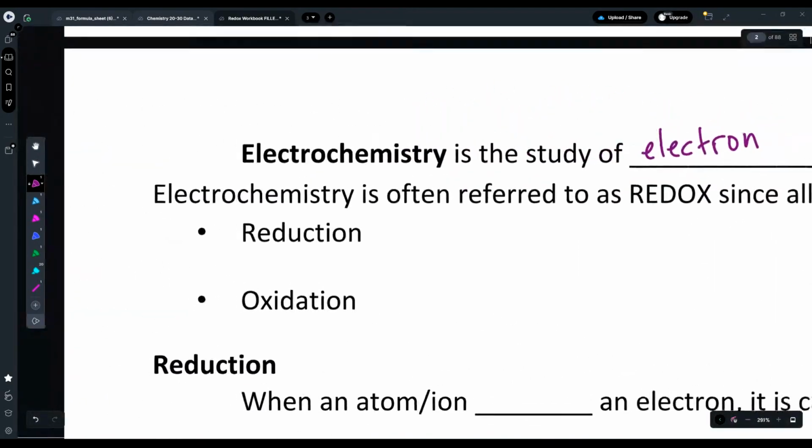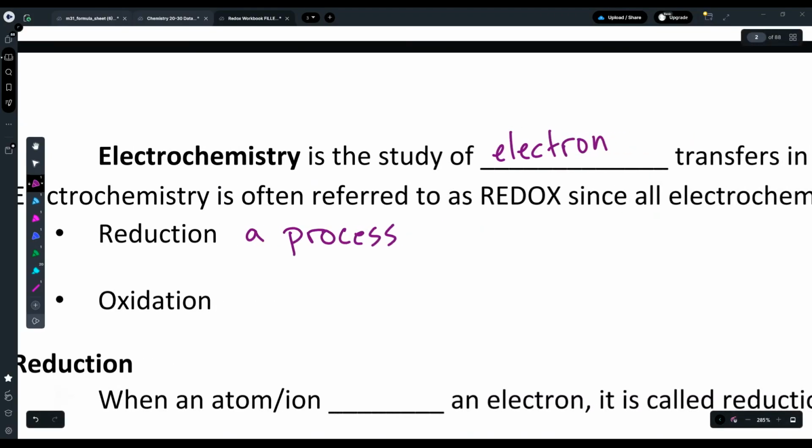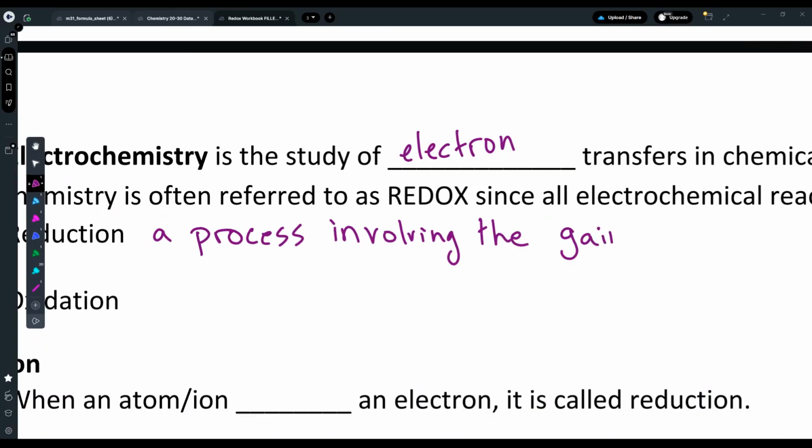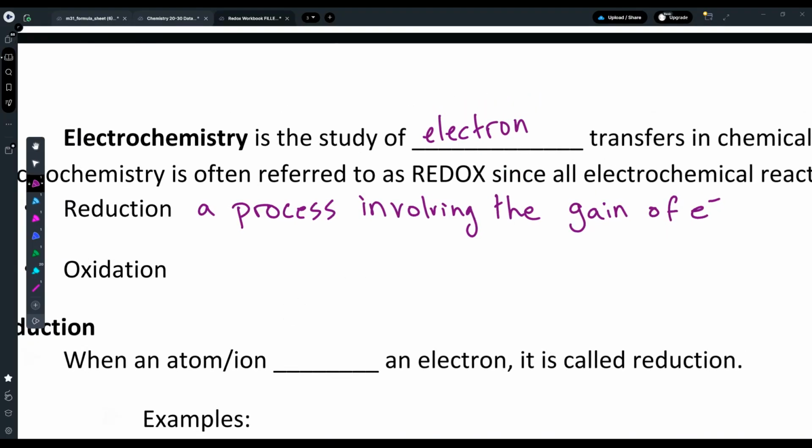So what are these two parts? Reduction is the process in which a substance is gaining electrons. So I'm going to abbreviate electrons to e with a little negative sign. Now, oxidation is going to be the opposite. It's a process that involves a substance losing electrons.